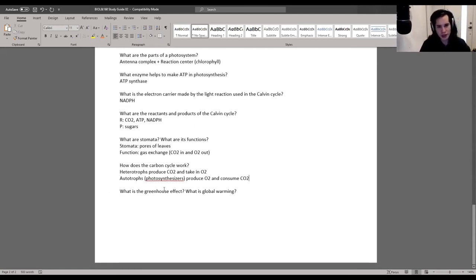And then the greenhouse effect. CO2 is a greenhouse gas. If we produce a lot of CO2, it accumulates in the atmosphere and prevents the escape of heat from the sun out into space. So it traps it on Earth. And so that could lead to global warming. All right.